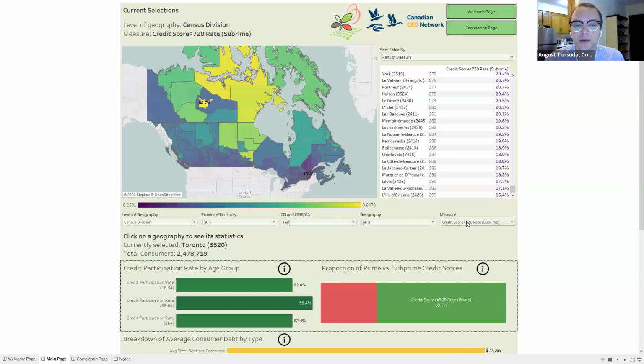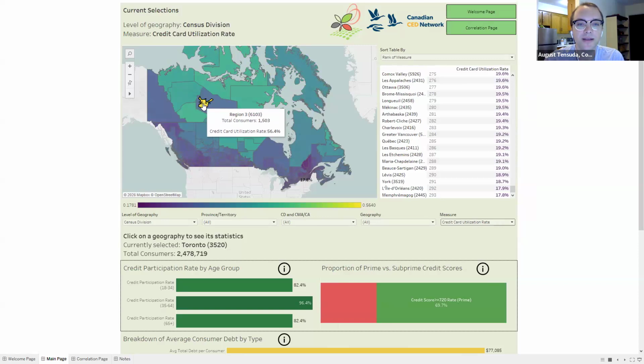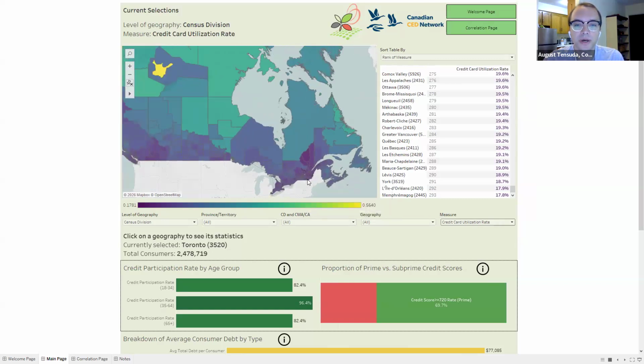If we also take a look at the credit card utilization rate, we can see as well that they have the highest credit card utilization rate. That's interesting. And the lowest credit card utilization rate is actually 17.8%, which is also kind of surprising. I'm surprised that it's not even lower. But I guess that just goes to show people are using their credit cards, which is good. And on average, 17.8% seems pretty healthy to me.